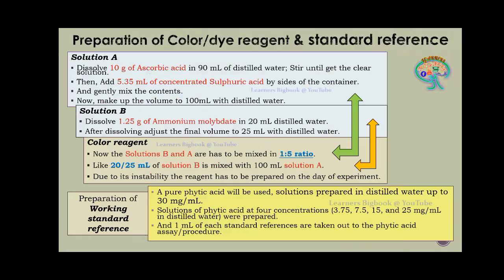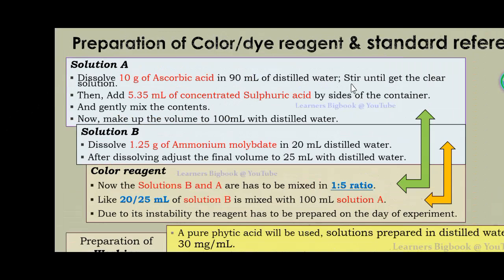In the next slide, here we are preparing the color or dye reagent and the standard reference. Now here, you are going to make solution A and solution B. In solution A, you take 10 grams of ascorbic acid in 90 ml of distilled water, stir until it is clear, then add 5.35 ml of concentrated sulfuric acid to it, and further make up the volume to 100 ml.